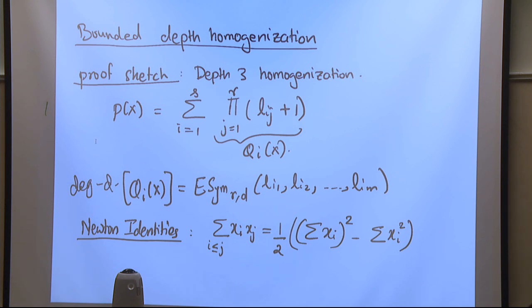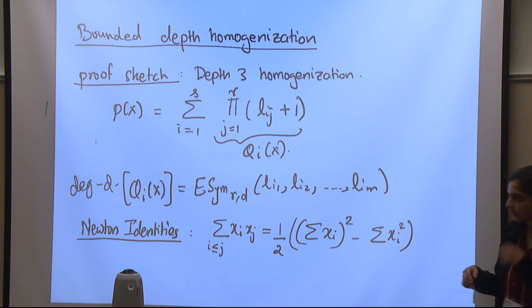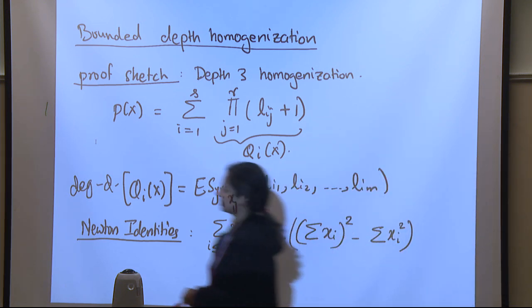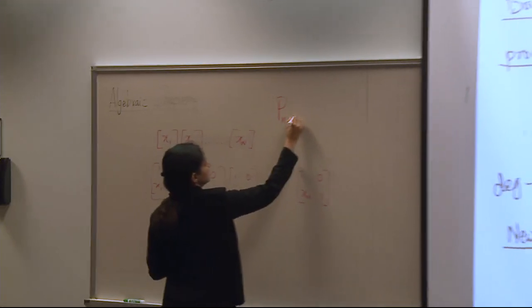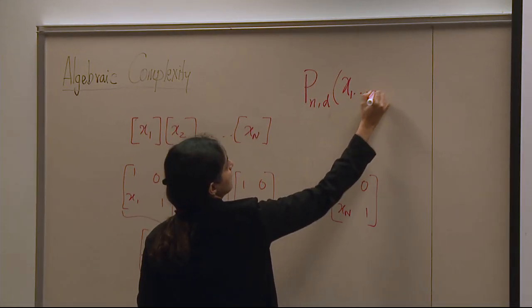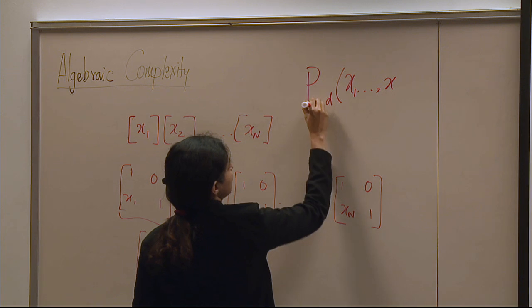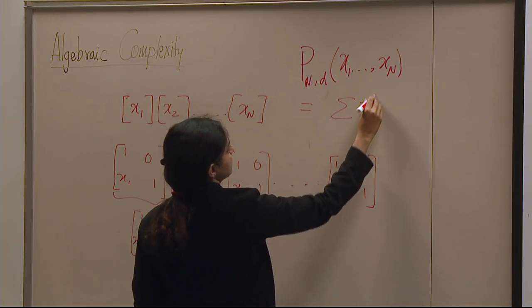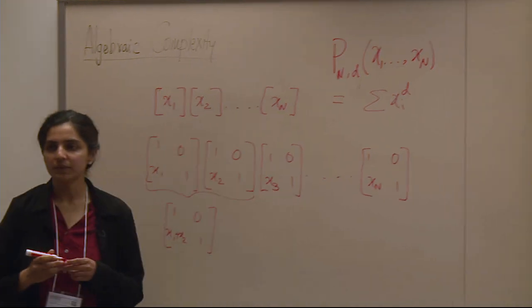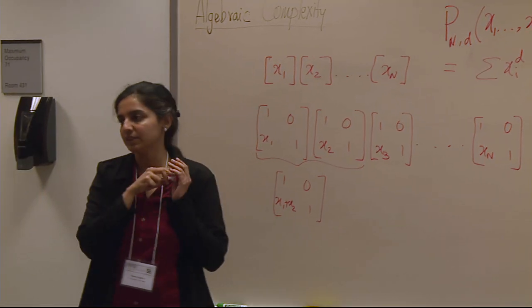And you can do the same for 3 as well. You can take the summation of x_i the whole cube and some sort of inclusion-exclusion kind of identity. This is called Newton identities. Newton identities are nothing but expressing elementary symmetric polynomials in terms of power symmetric polynomials. Power symmetric polynomials are just this. The power symmetric polynomial of degree d is simply this.